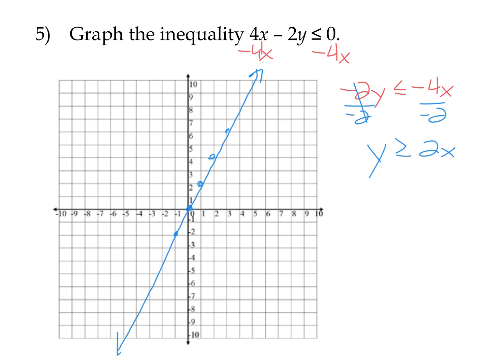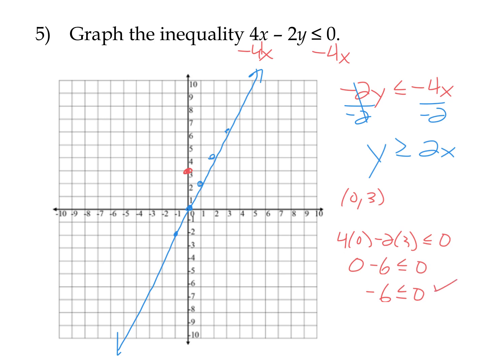So I certainly can't test 0, 0 here because it's on the boundary line. You have to pick a point that's on one side of the line or the other. So I'm going to pick a point, let's say 0, comma 3. Right there, I'm going to test 0, comma 3. So I can plug 0 for the x, so 4 times 0 minus 2 times 3 less than or equal to 0. So 4 times 0 is 0, minus 6 less than or equal to 0. That'd be negative 6 is less than or equal to 0.